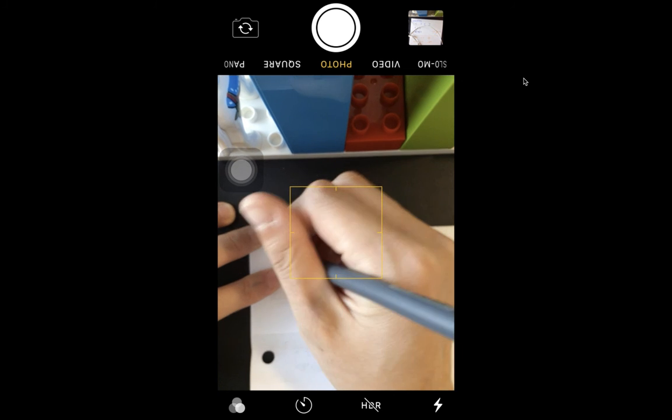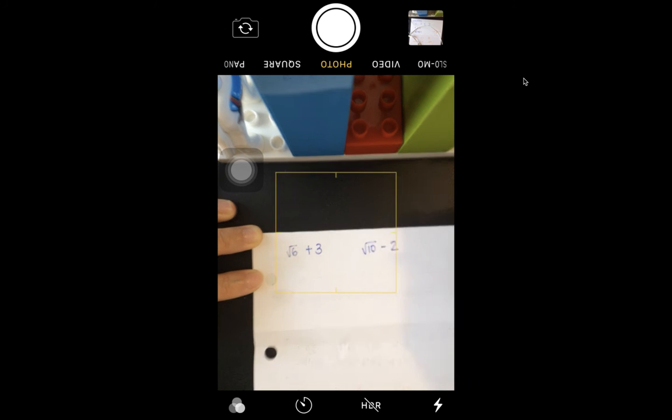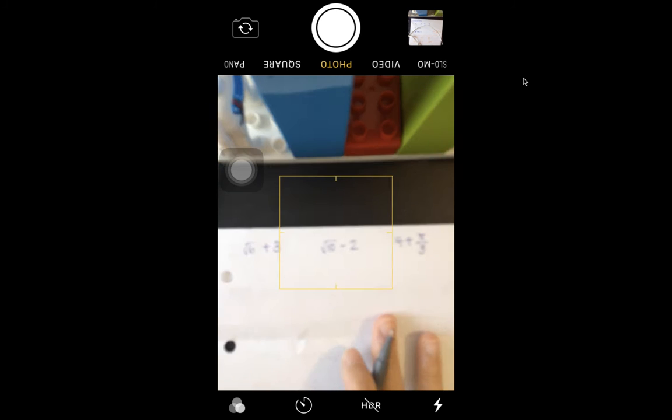And the typing for this one is going to be super complicated. This one is tricky. Not the math, but just the typing, trying to figure out how to type everything in. So I have square root 6 plus 3. That's the first number. I have square root 10 minus 2. And then I have 4 plus pi over 3. So you only have 3 numbers to figure out this time. But the typing is trickiest.